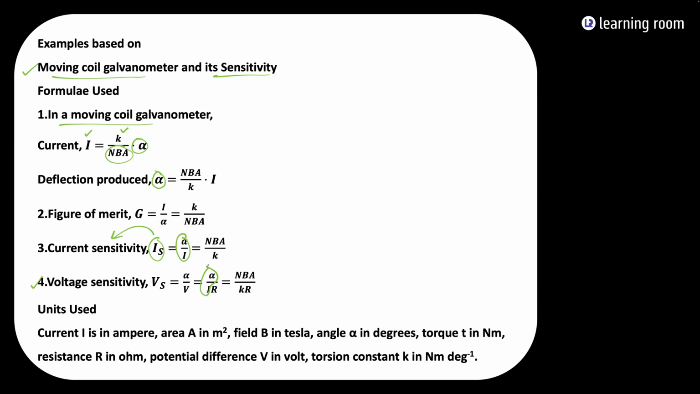So basically, these two are also not needed. Only the 2, 3, 4 are going to be needed. Actually, these two can be derived from them. Just to put it simply, how did we get these values? We equated NIBA to K alpha. NIBA is torque. K alpha is also torque. So based on this only, they derived all these formulae.